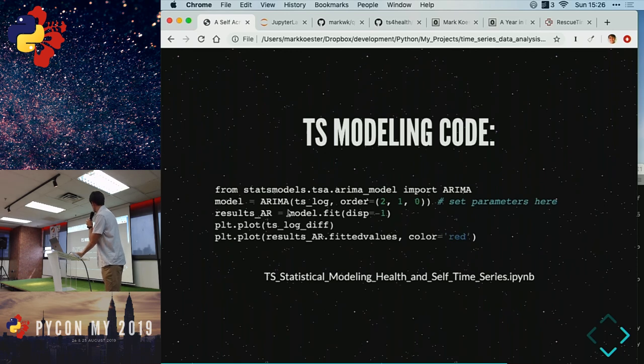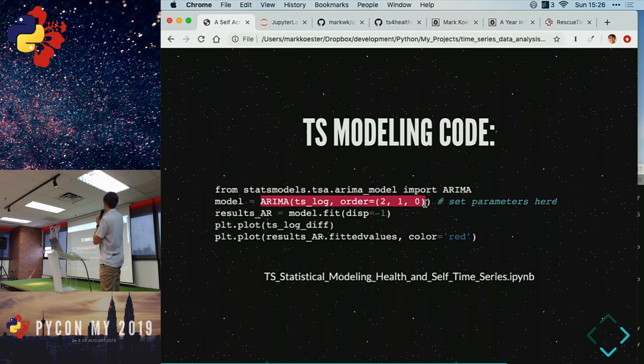Just to briefly show you, the code's pretty simple as well. Unfortunately, it's one of these things, right, when the code is so simple, you don't always learn what's going on. But this is the code to do a classic model, like for the stats model. So we put in the data, we then decide the ARIMA parameters.